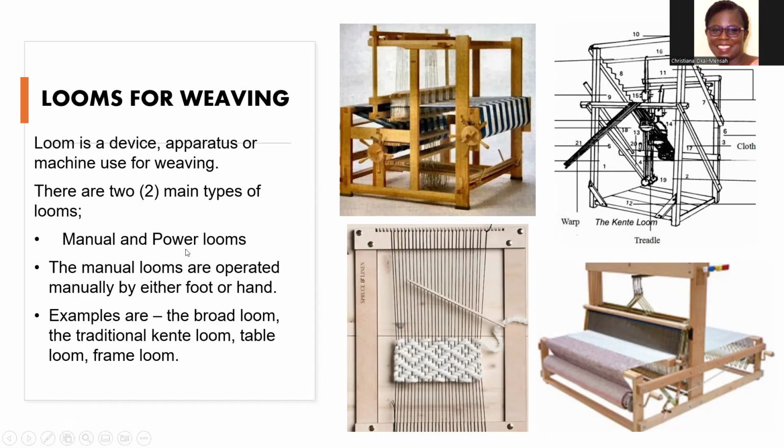So we have the power loom. The power looms use electricity. With that one, you just fix everything and just power it, and it weaves whatever you want to weave. Okay, so the manual looms are operated manually by either the foot or the hand. Examples are the broad loom, the traditional kente loom, the table loom, then the frame loom that you are using.